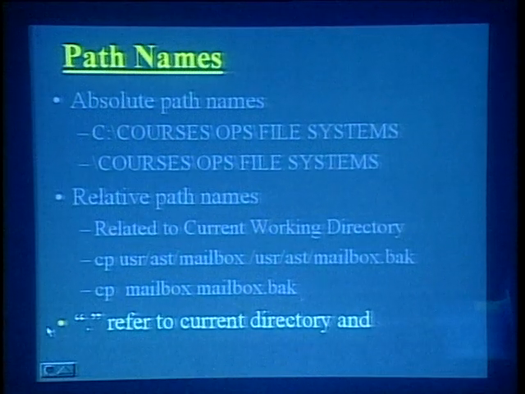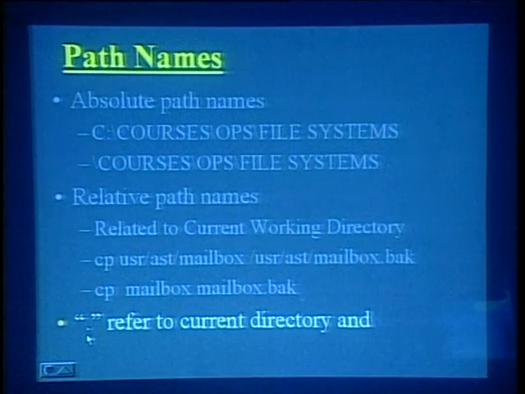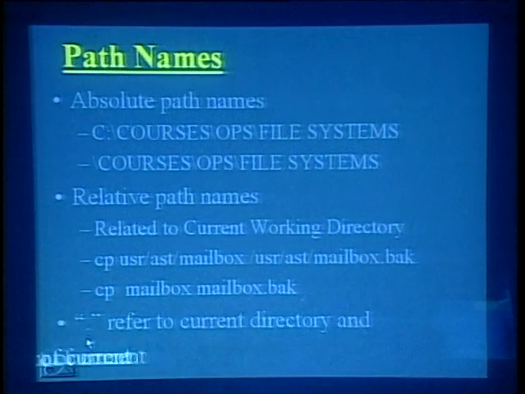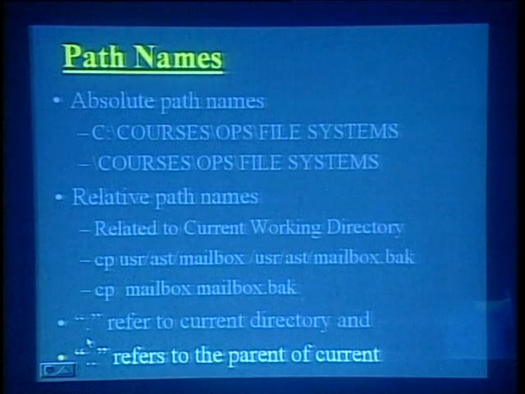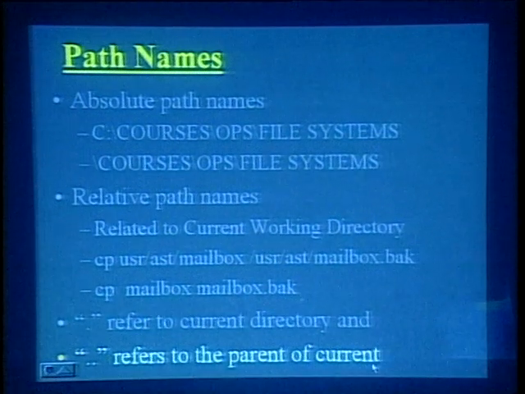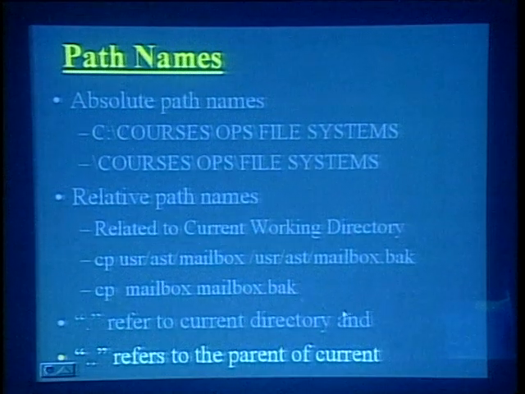Now there are two other entries, whenever we create a directory, we call them dot and dot dot. Dot refers to the current directory and dot dot refers to the parent of the current directory. Whenever you create a directory, these two entries are automatically created. How the Unix file system is structured, let's look at the diagram.